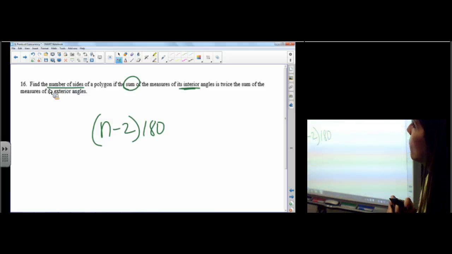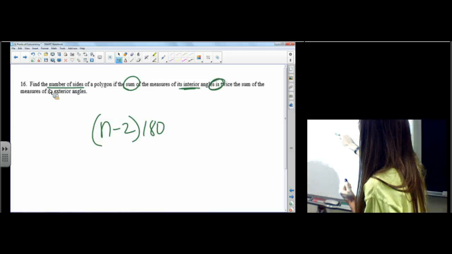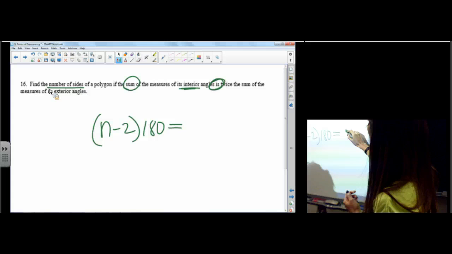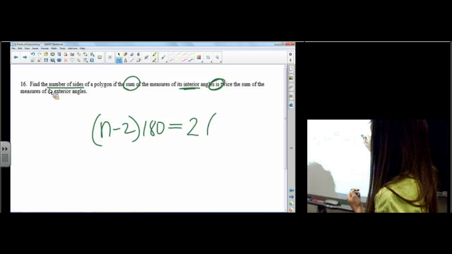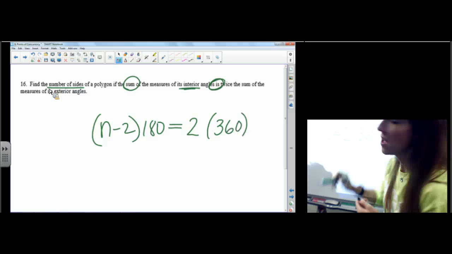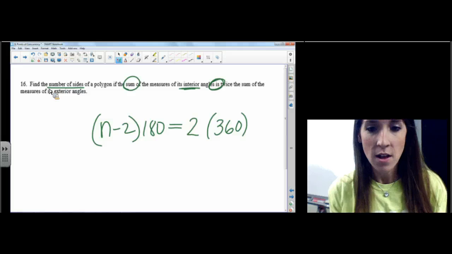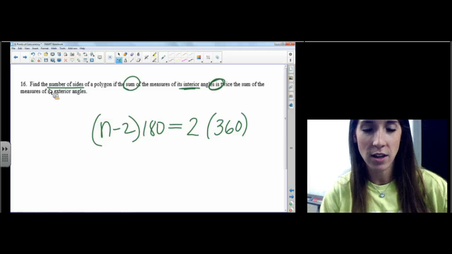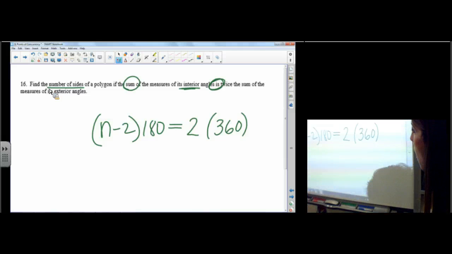And so we know the sum of the measures of the interior angles is, key word is, so we're going to put equals, twice the sum of the exterior angles, which we all know, we discovered in class today that the exterior angles add up to 360 no matter what polygon we're working with. So now we have a nice, beautiful formula. We translated English into math language. So now we just need to clean it up and solve.